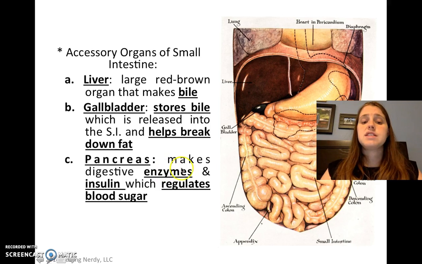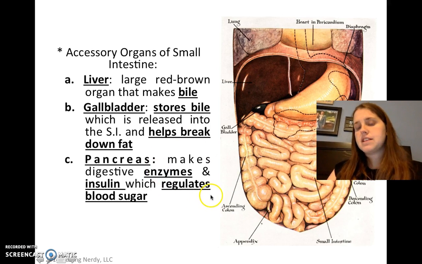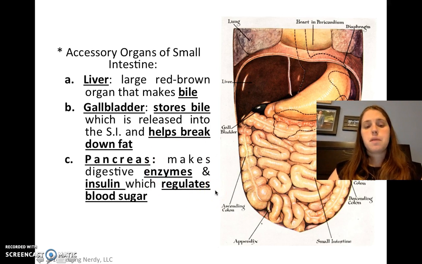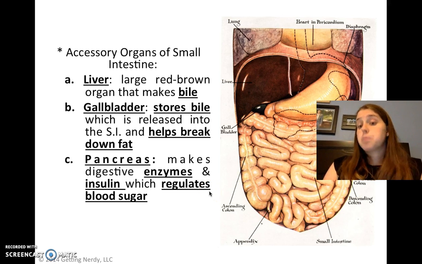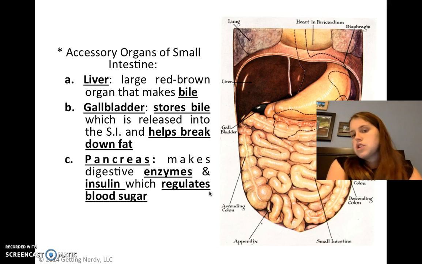We have the pancreas. This makes digestive enzymes and insulin, which regulate blood sugar. This pancreas is super important because every time you eat something, you get a certain amount of sugar in your blood, and that's important. Through digestion, those microvilli pull out all that sugar. That sugar ends up in your bloodstream, and the sugar goes to all of your cells. If you remember when we talked about cellular respiration, you need that sugar because it gets broken down for ATP in your cells, and your cells need ATP.